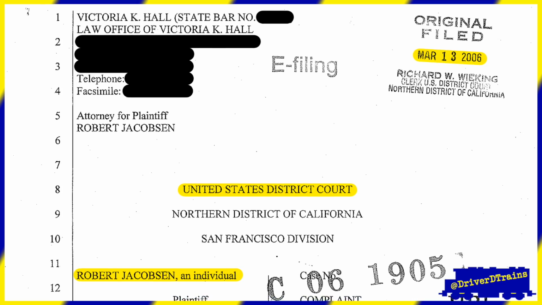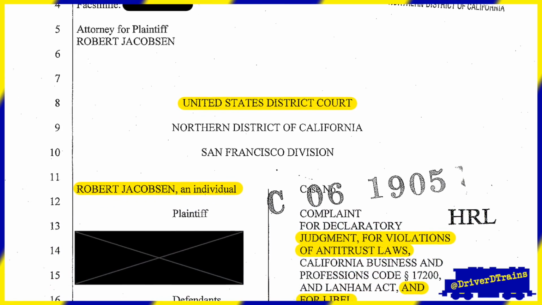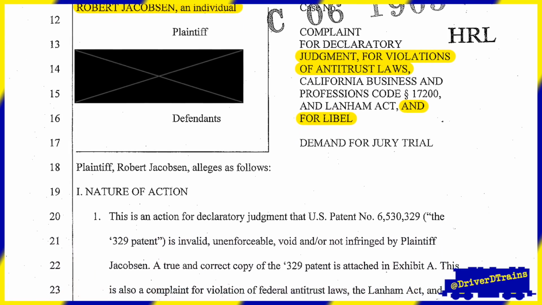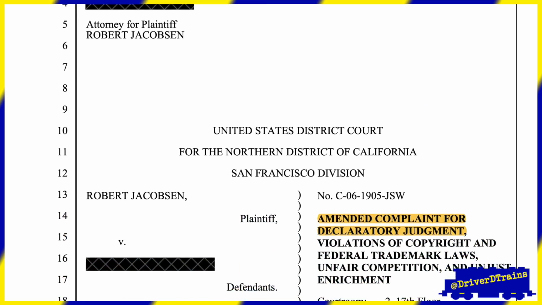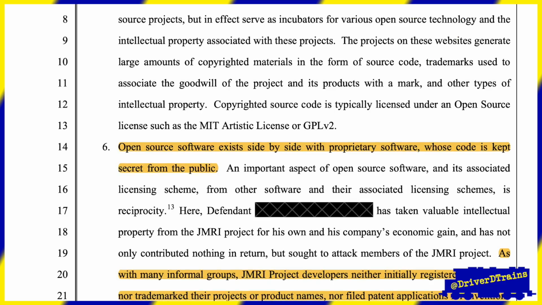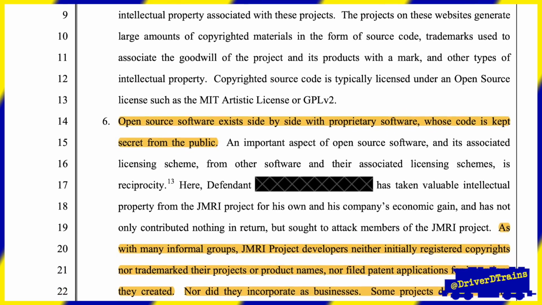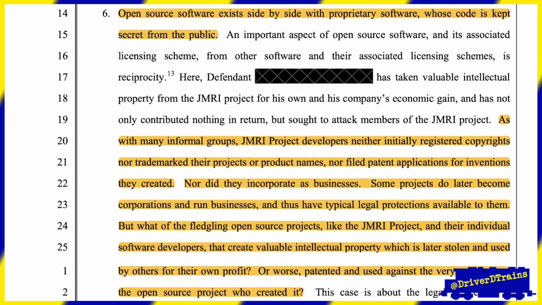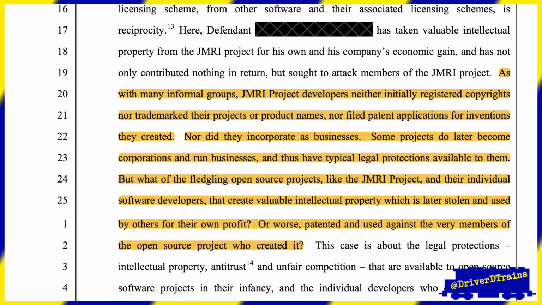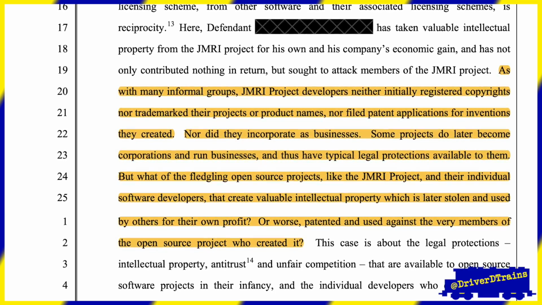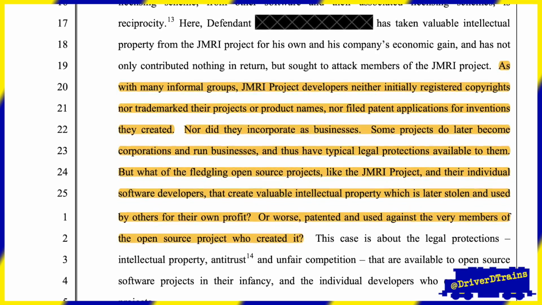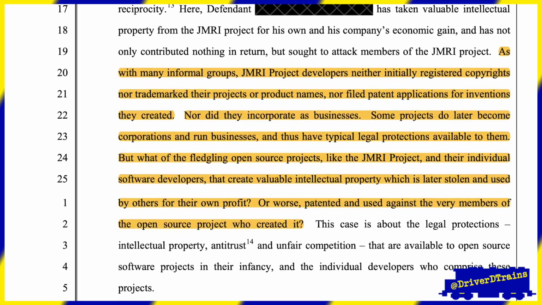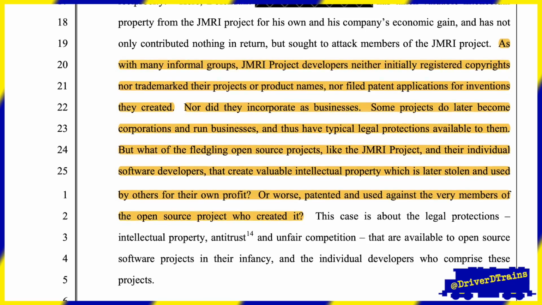In March 2006, after the competitor started contacting Bob Jacobson's employer, Bob filed suit in federal court to stop these unfair practices. Here's what Bob's lawyer wrote in the amended complaint. Open source software exists side by side with proprietary software whose code is kept secret from the public. As with many informal groups, JMRI project developers neither initially registered copyrights nor trademarked their projects or product names, nor filed patent applications for inventions they created. Nor did they incorporate as businesses.